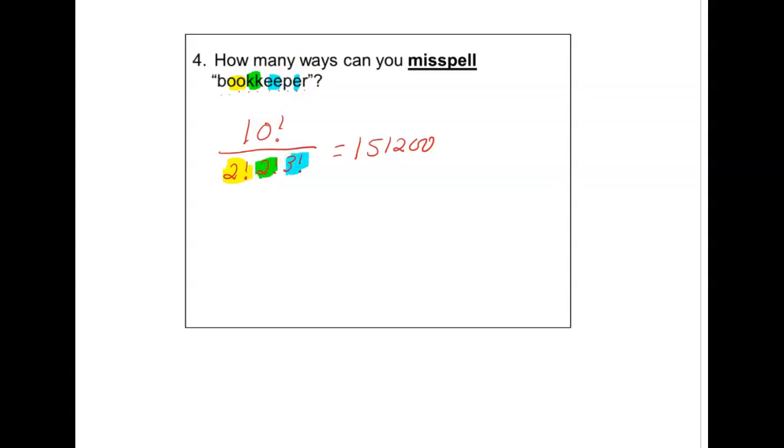So you'll get 151,200. But note it says misspell. So there's one correct spelling of bookkeeper. So the final answer here is equal to 151,199, because you need to subtract 1 for the one way to spell it correctly.